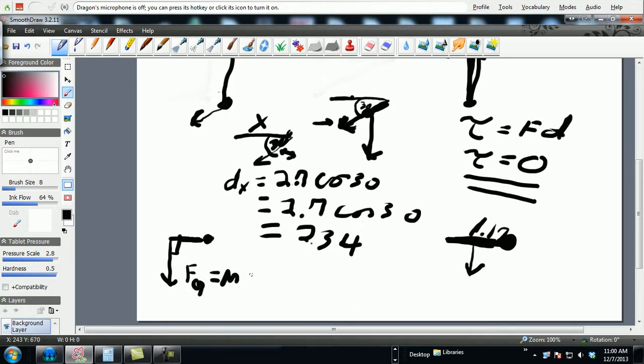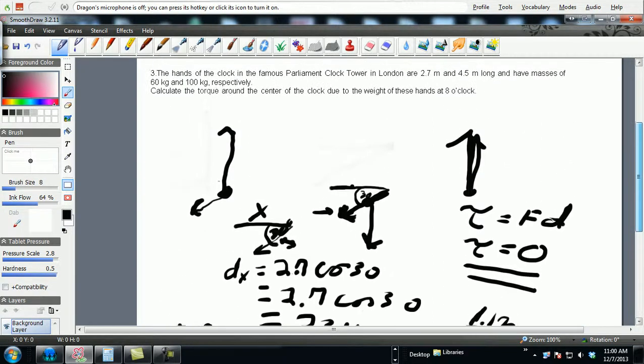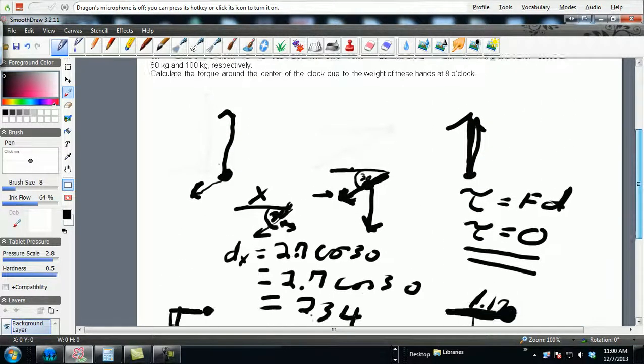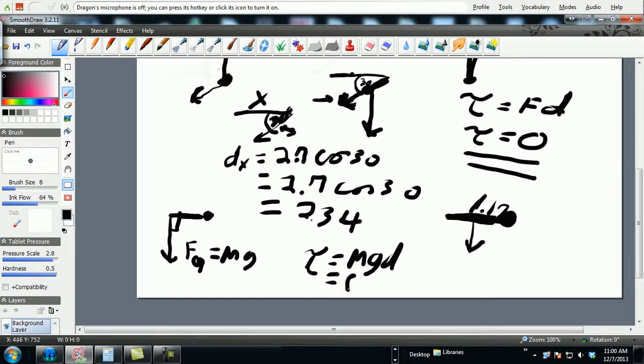So now your torque simply becomes mg times d, which is equal to the mass of the arm, the minute hand, which is 60, times 9.8 times 1.17, and that should give us, let's get the handy dandy calculator out again.